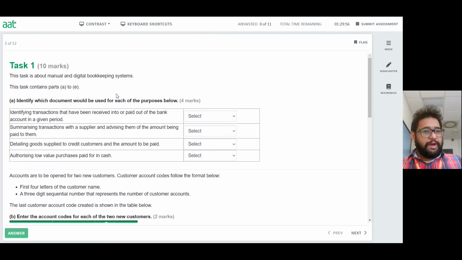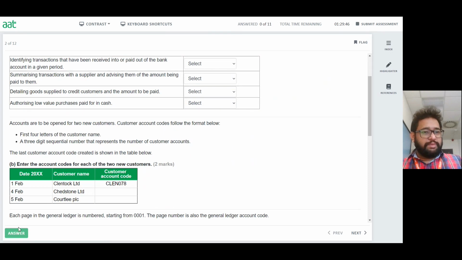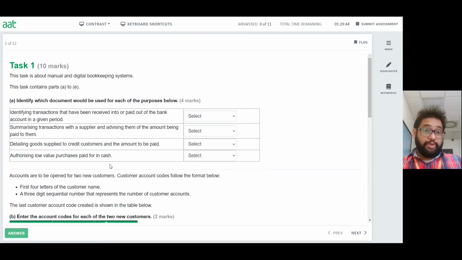Task 1 is all about manual and digital bookkeeping systems. This task contains parts A to E. So here there's a drop-down menu with some answers you have to go for, and then there are some coding questions after that.